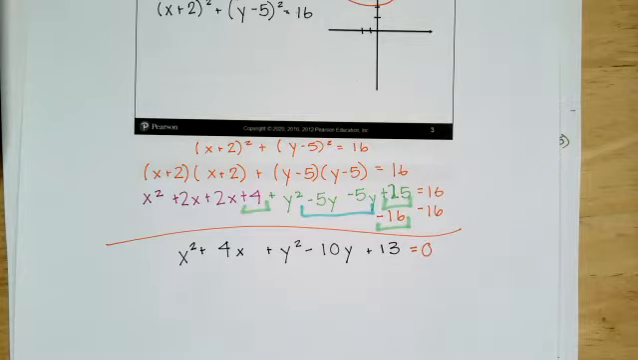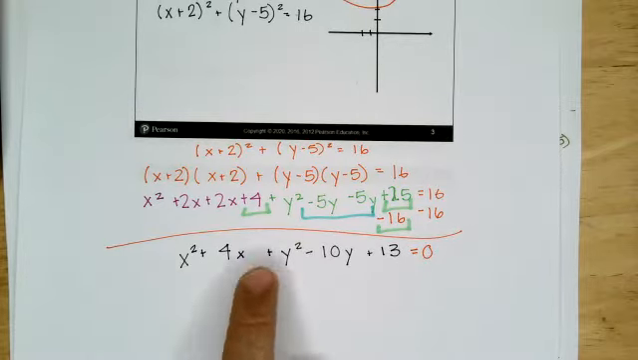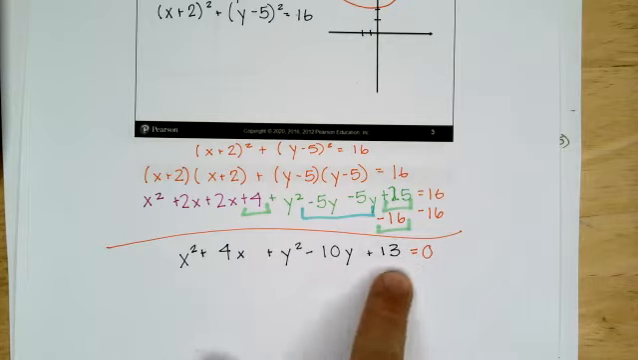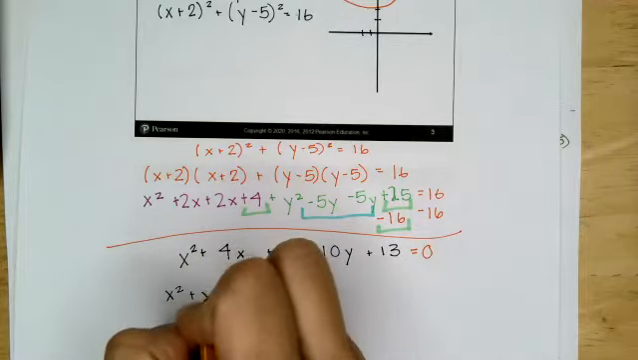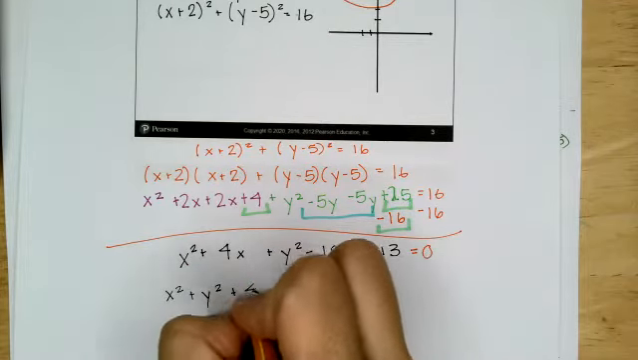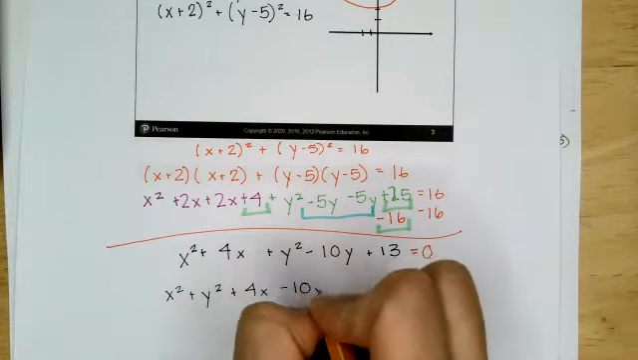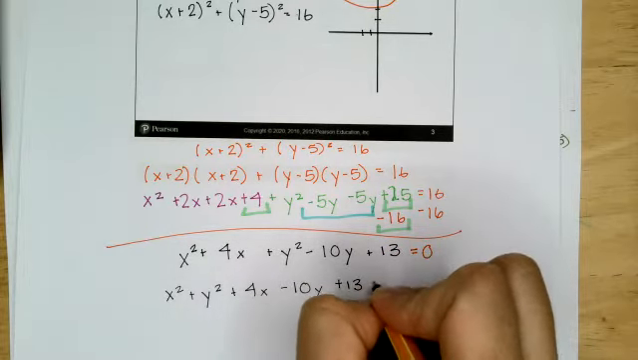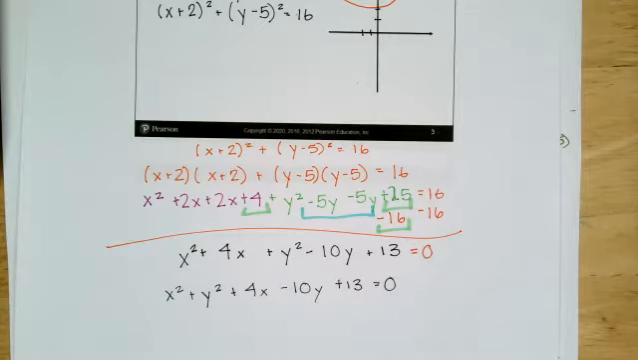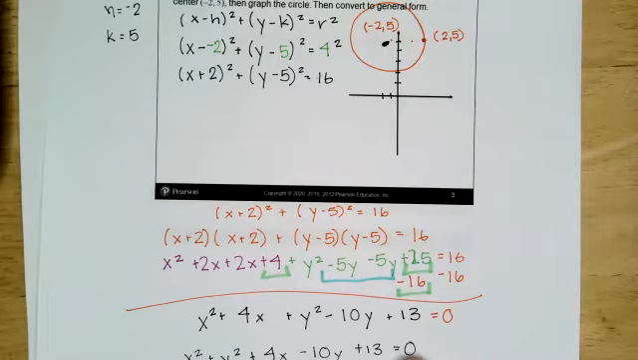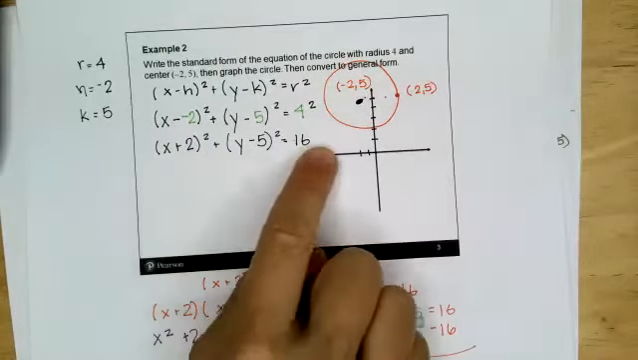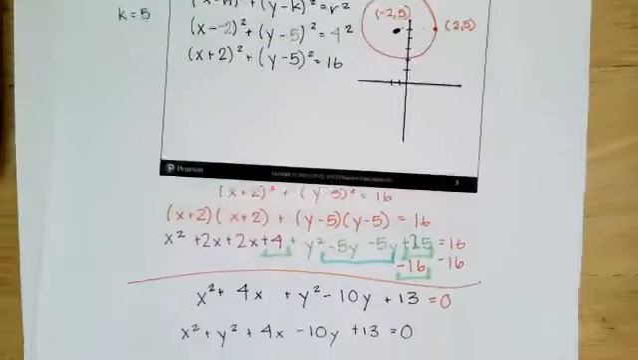However, I need to now put it in order. So it was x squared plus y squared plus x plus y plus constant equals 0. So now just change it around. X squared plus y squared. You just want to be careful of your signs. Plus 4x minus 10y plus 13 is 0 is your general form. If you put this whole thing into Desmos with the equal to 0, that's important, you're going to get the same circle.